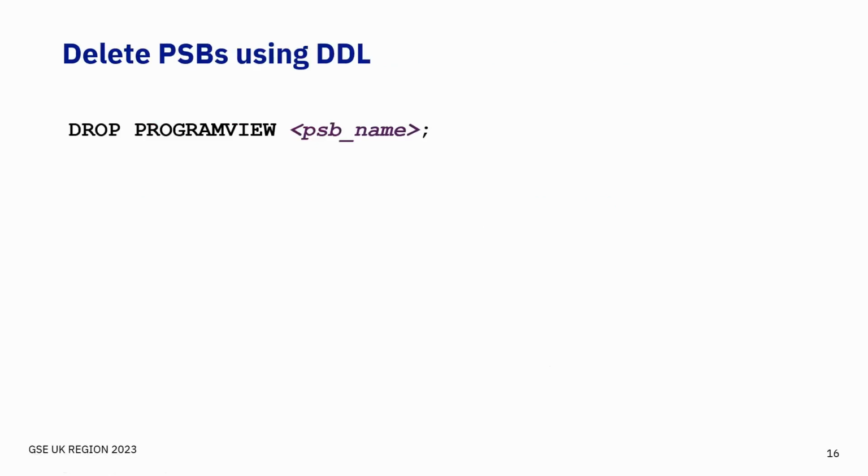If you want to alter a PSB, you can drop it and then simply do another create, a drop immediately followed by a create within the same commit scope. Under the covers, we process that as an alter, right?